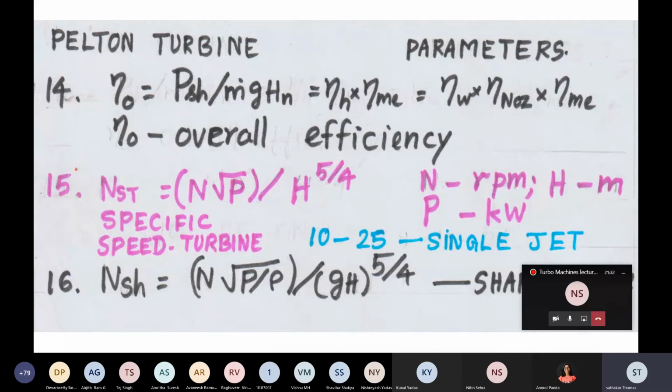So to get the specific speed expression for turbine, we have to take the head coefficient and the power coefficient, and combine them such that the diameter term is removed. You will actually get the shape number NSH, that is n into root p by rho divided by gh power 5 by 4. From this, the specific speed is derived by removing rho and g. So you get n into root p by h power 5 by 4. Now, what is the main difference between specific speed and shape number?